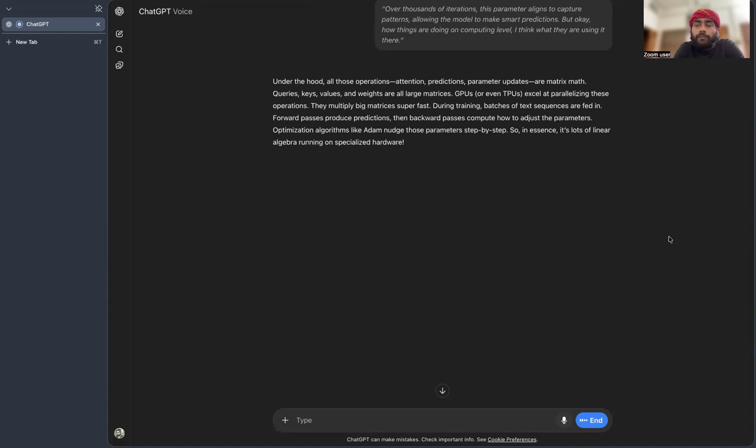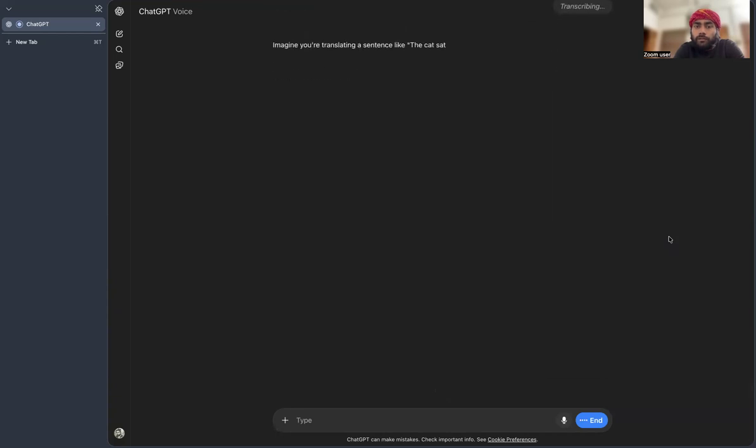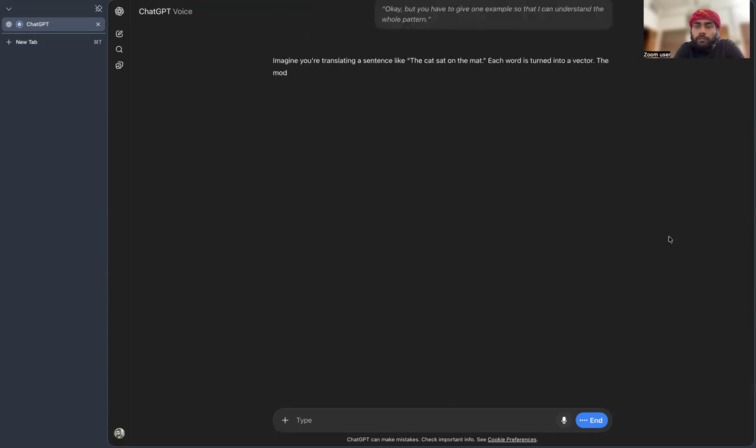Okay, but you have to give one example so that I can understand the whole pattern. Imagine you're translating a sentence like the cat sat on the mat. Each word is turned into a vector. The model processes each word by asking, who's important to me? For cat, the attention might focus on sat, the action it does, and mat, where it happens.